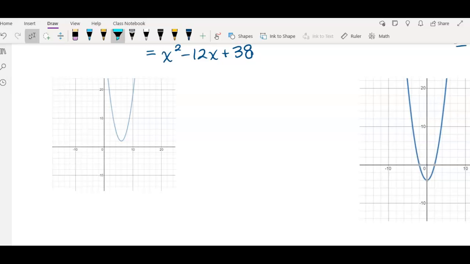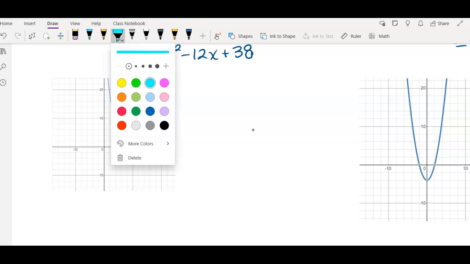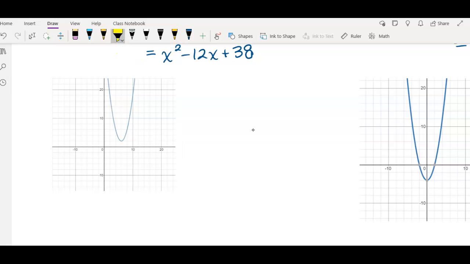Remember, the domain is all of the possible x values. And this goes on forever in both directions. So there's clearly graph above me right here on the x-axis, but it goes on forever to the right, and it goes on forever to the left. So my domain would be all real numbers. Which we typically write in interval notation as negative infinity to positive infinity.